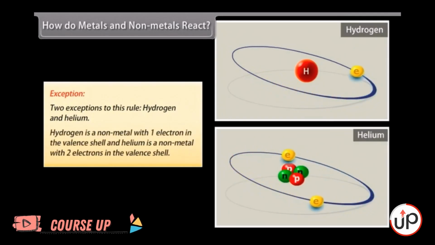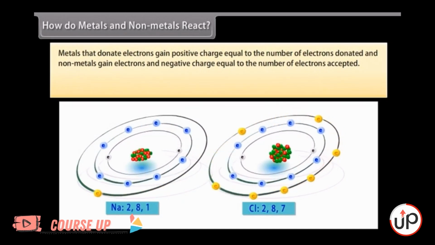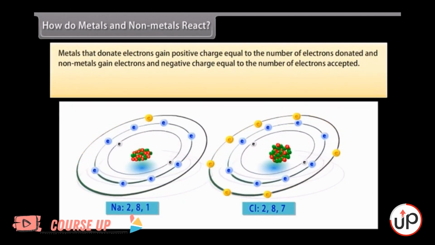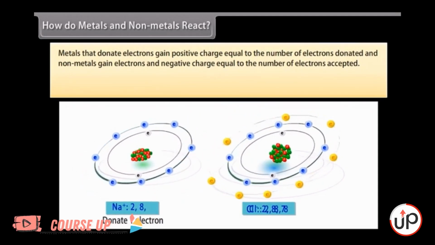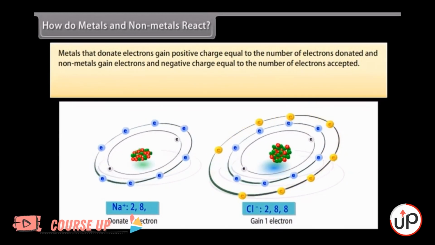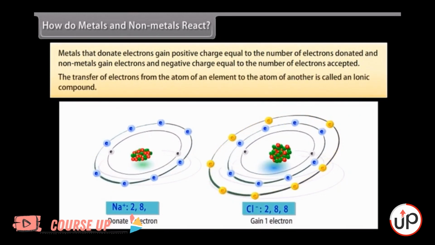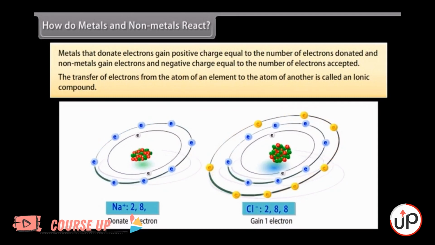Metals that donate electrons gain a positive charge equal to the number of electrons donated, and nonmetals gain electrons and a negative charge equal to the number of electrons accepted. When a metal atom donates 1, 2, or 3 electrons from its valence shell to another nonmetal atom that has the ability to accept these electrons, it is known as electrovalency. As a result of this, both these atoms form the structure of an inert gas. The transfer of electrons from the atom of an element to the atom of another is called an ionic compound.